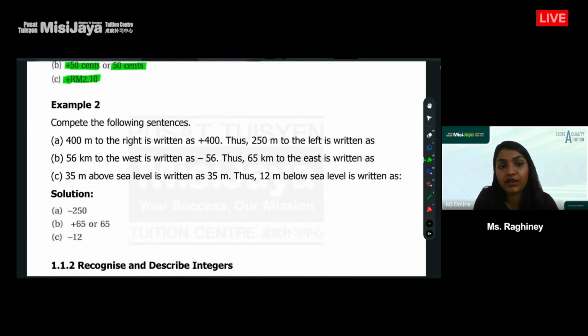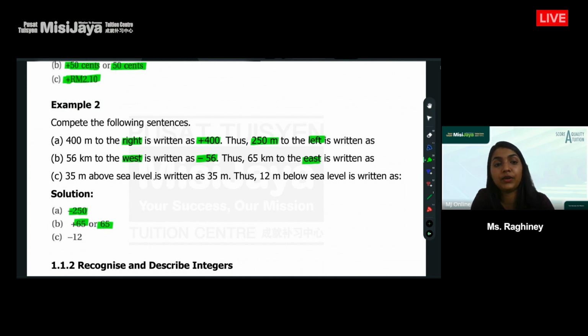400 meters to the right is written as positive 400. Thus, 250 meters to the left is written as, okay, right is positive, left we can write as negative. 56 km to the west is written as minus 56. So 65 km to the east is going to be written as, just now was negative, now it is going to be positive, either positive 65 or just 65.